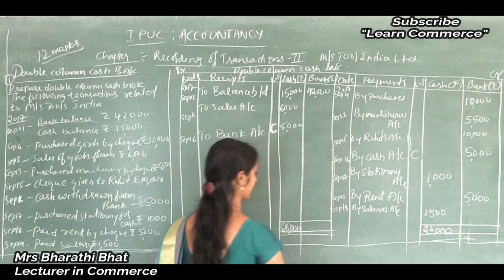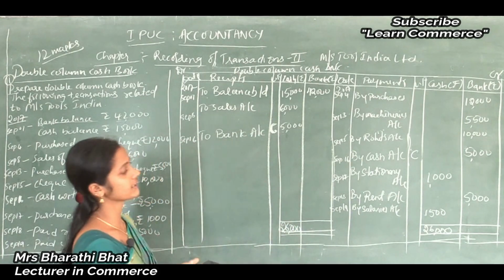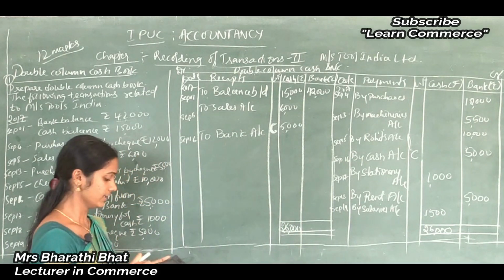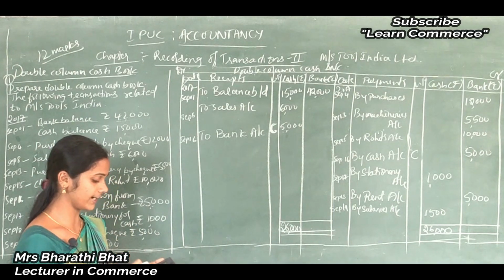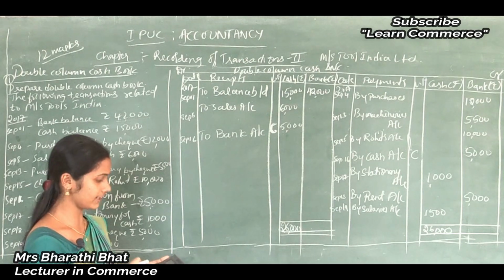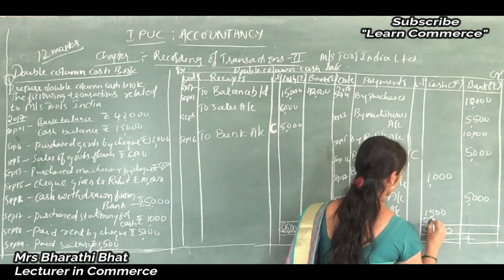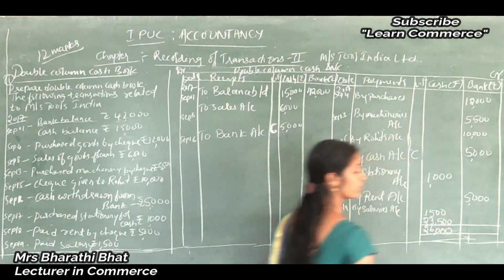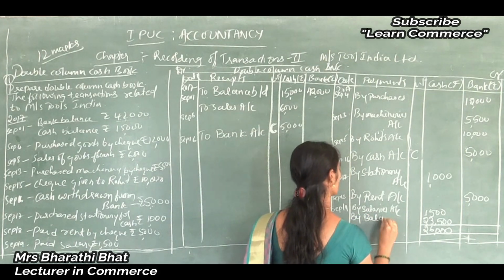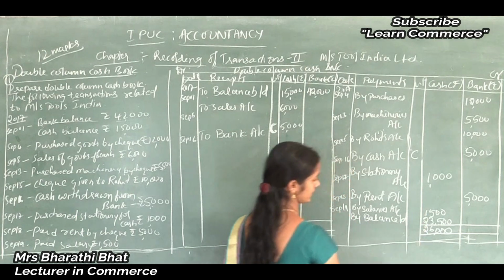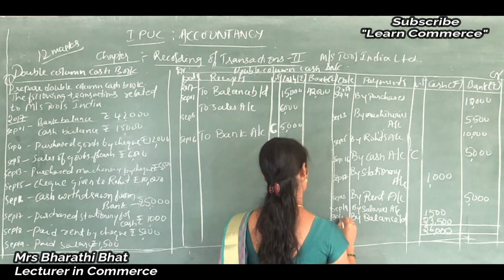Double column, double line. And 26,000 minus 1,500 and 1,000, that is 2,500. So just calculate 26,000 minus 2,500, 23,500. What is this? Yes, by balance carried down. Above the total, by balance carried down, 30th September.